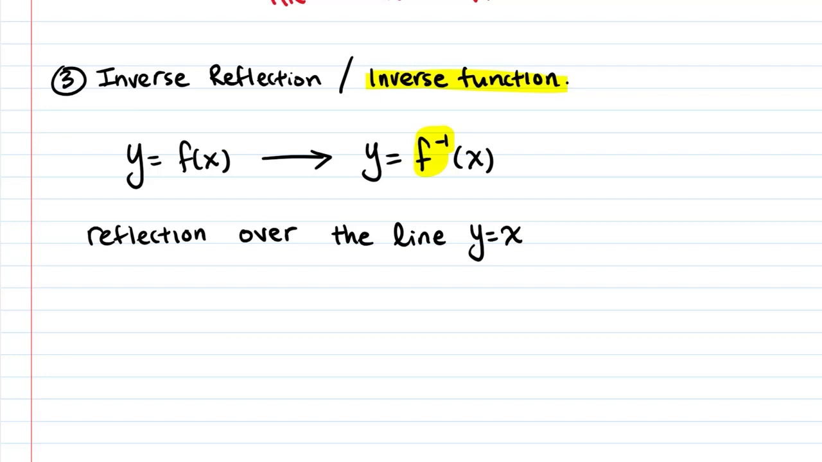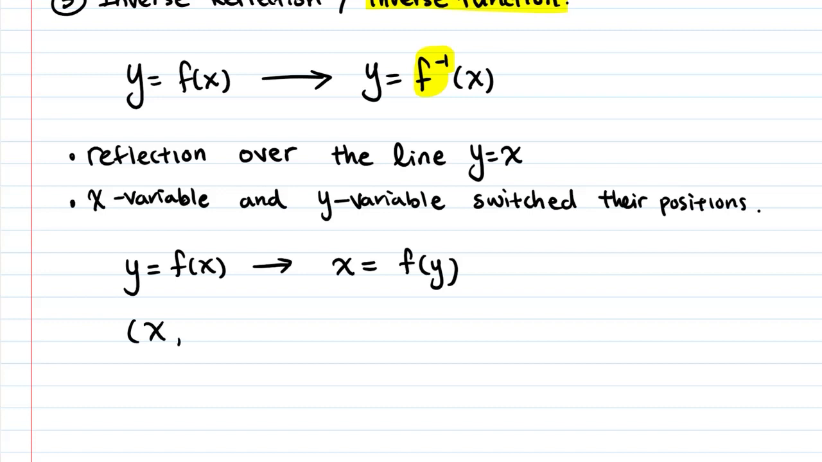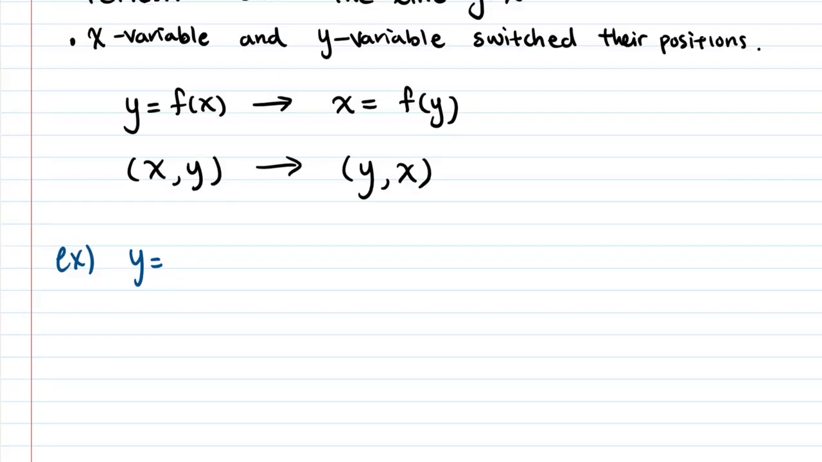And when you're reflecting an object or function over the line y equals x, the x value and y value will be switched. So y is equal to f of x becomes x is equal to f of y. In coordinates, x and y becomes y and x. Let's take a look at one example for inverse reflection.